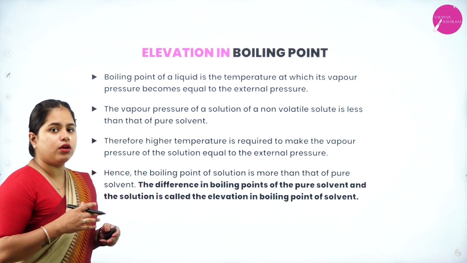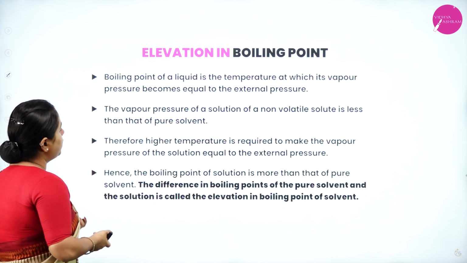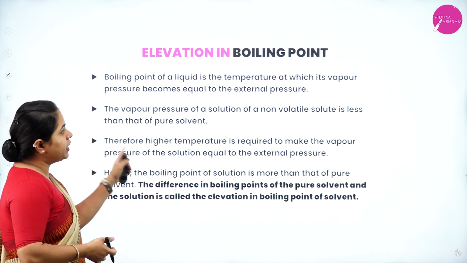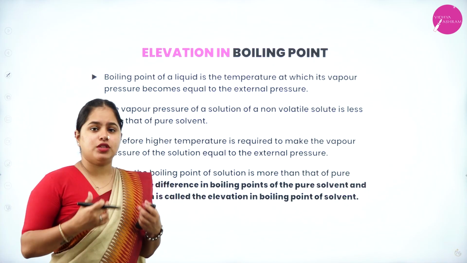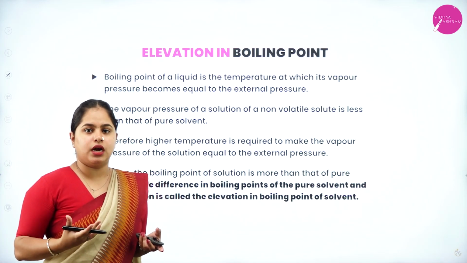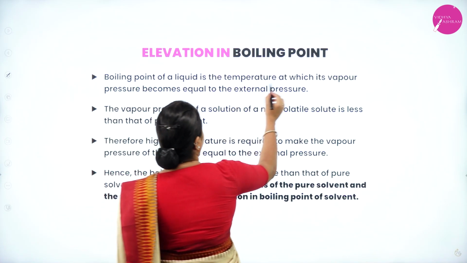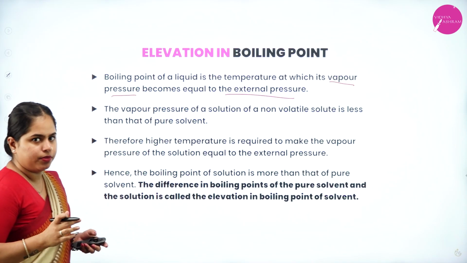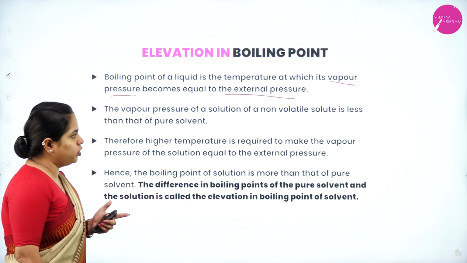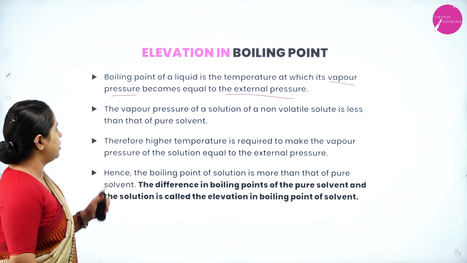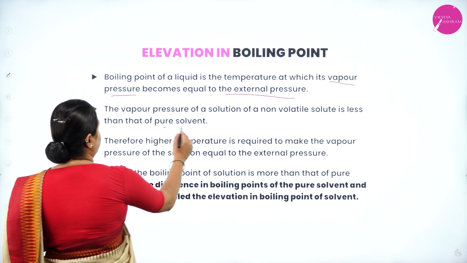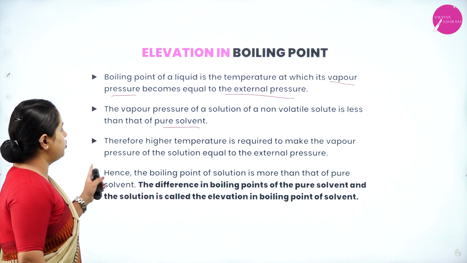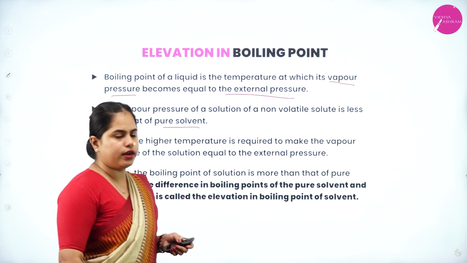First of all, we need to understand what is boiling point. Boiling point of a liquid is the temperature at which its vapor pressure becomes equal to the external pressure. So that means when will a solution start boiling? When its vapor pressure and the external pressure become equal. The vapor pressure of a solution of a non-volatile solute is less than that of a pure solvent. So what does that mean? We have already discussed this.